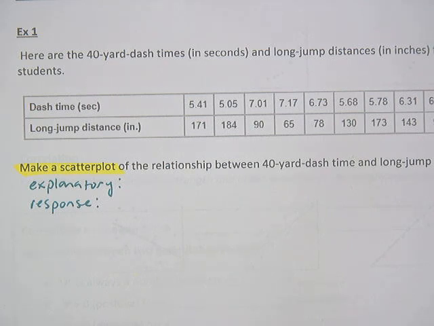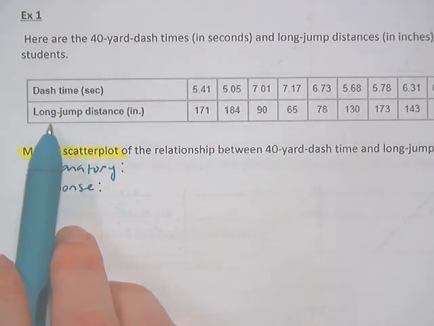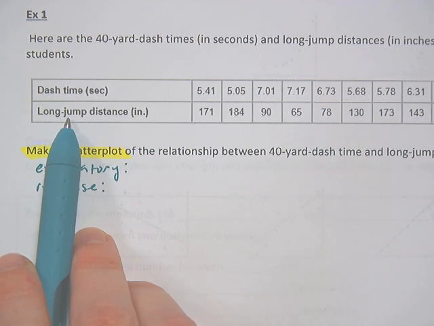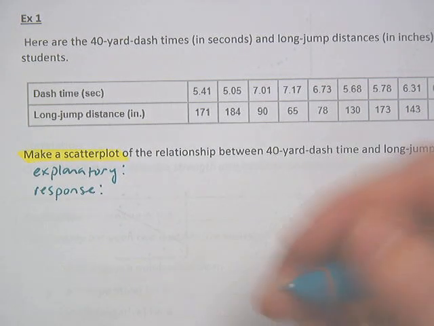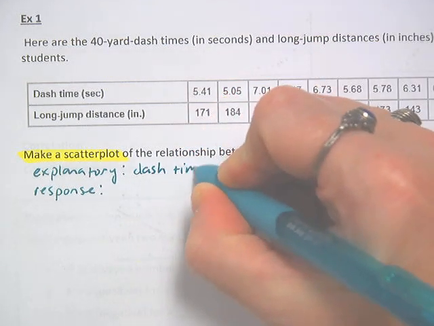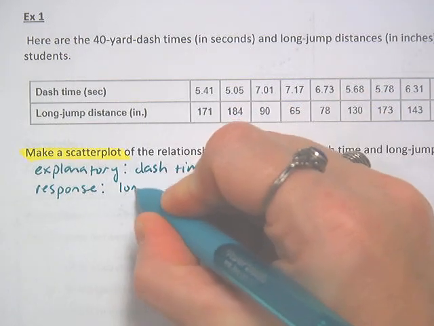So what are you guys thinking about that, as far as how fast someone can run, dash time, and how far they can jump, long jump distance? Dash time would be explanatory. Very true, because if I were to try a long jump just from standing still, I wouldn't be able to jump very far, versus if I can run really fast up to the line where I jump from, that's going to help predict how far I can jump. So we're going to say the explanatory variable is dash time, and the response, what we could predict, is going to be long jump distance.